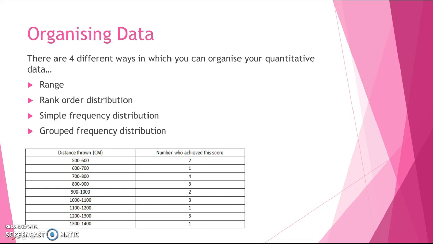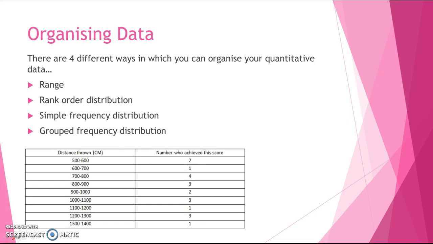Simple frequency distribution is the third type of data organization. It is similar to rank order distribution, and it would be used when you have a small range, n to 20. This type of data takes the form of a 2 column table, with one of the columns representing the raw score and the other the frequency of this score.